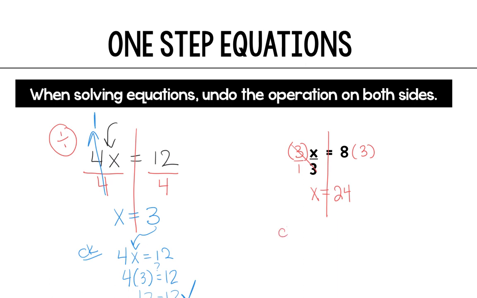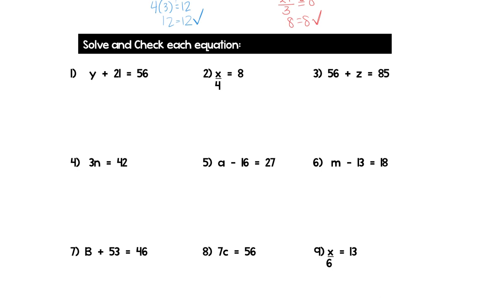Last thing is to check, and again, we're just going to rewrite the equation. I'm going to substitute in 24 for x, and does this equal 8? It does, so my equation does check. Go ahead and practice these 9 equations by solving and checking. Don't forget to draw your line down the equal sign, and then you're going to do the opposite operation on both sides.